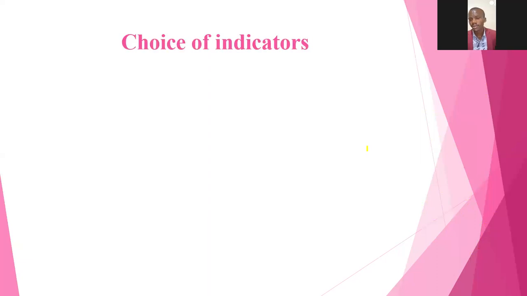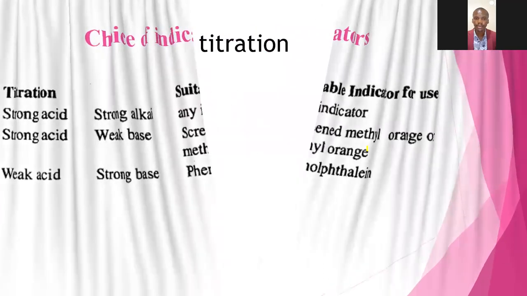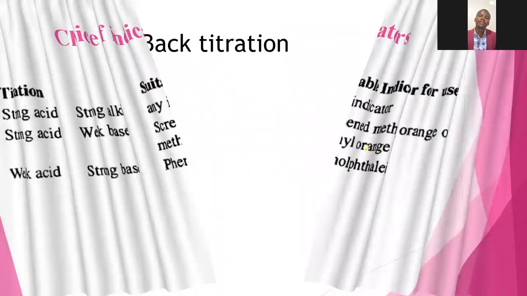We have a choice of indicators. When you are titrating a strong acid against a strong base, we can use any indicator. But when you're using a strong acid against a weak base, we can use screened methyl orange or methyl orange. But when we're using a weak acid and a strong base, we now use phenolphthalein. And you should know the colors. So we have different types of titration.